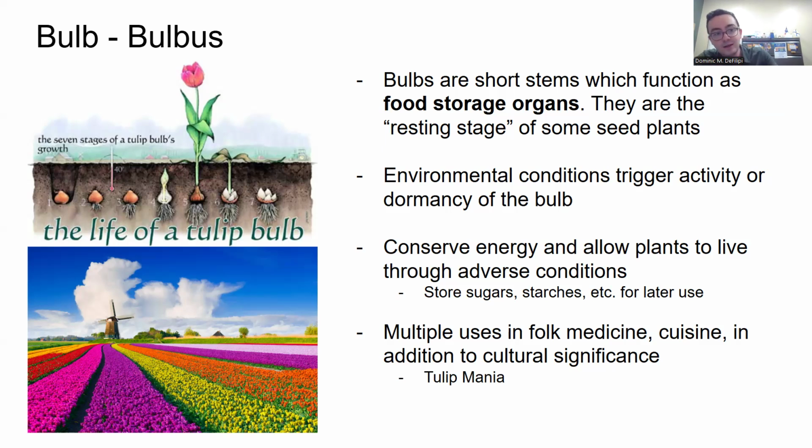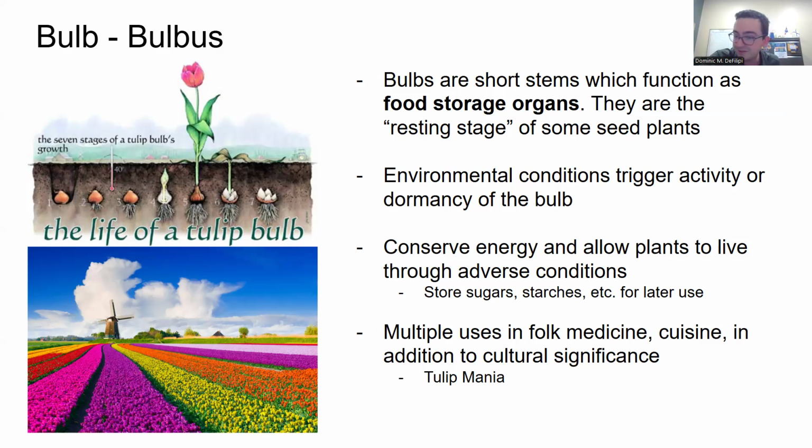So I would think a lot of times of tulips, right? Tulips often grow quite well in the early spring, and they grow from bulbs. The environmental conditions trigger the activity or dormancy of the bulbs. So again, when the weather is nice and the winter is over, the bulbs will start growing, and you'll see the tulips start to form as the weather gets a bit warmer. Bulbs also serve the purpose of conserving energy and allow the plant to live through adverse conditions. They store sugars, they store starches, all of those primary metabolites for later use.